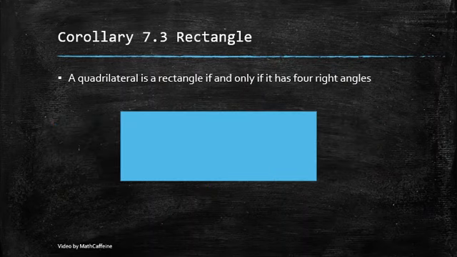This corollary states that a quadrilateral is a rectangle if and only if it has four right angles. In the case of a rectangle, we know that only opposite sides need to be congruent. Having four right angles keeps the lines perpendicular, therefore it is guaranteed to give congruent opposite sides.